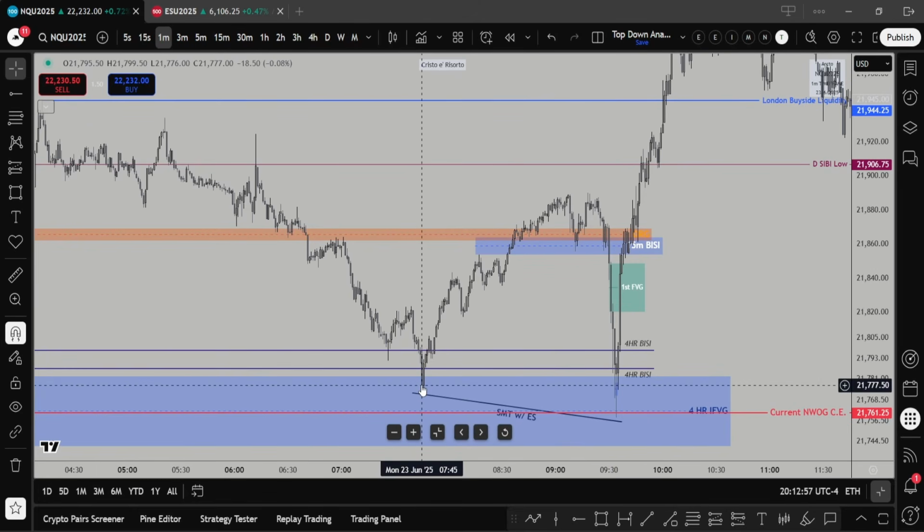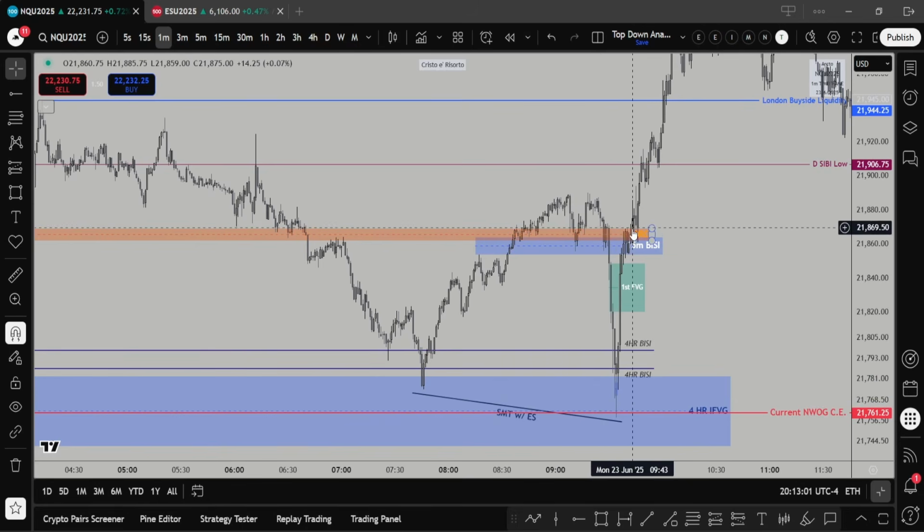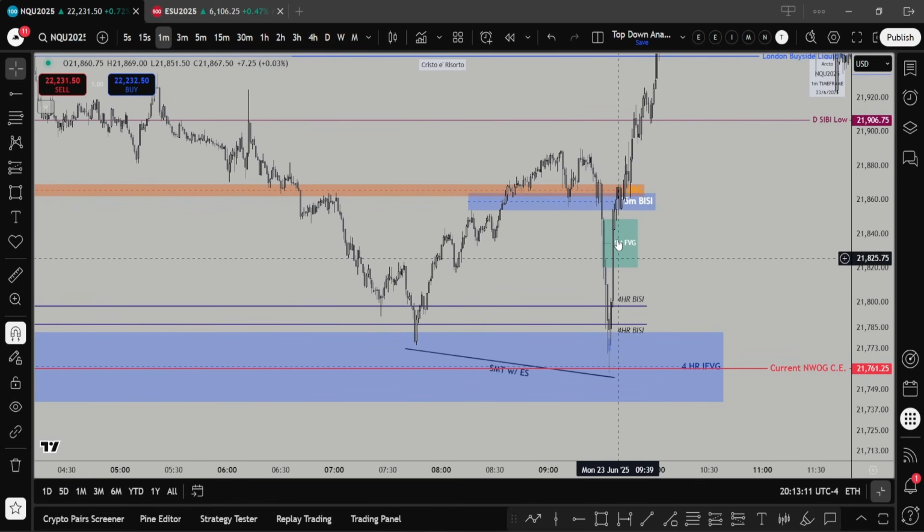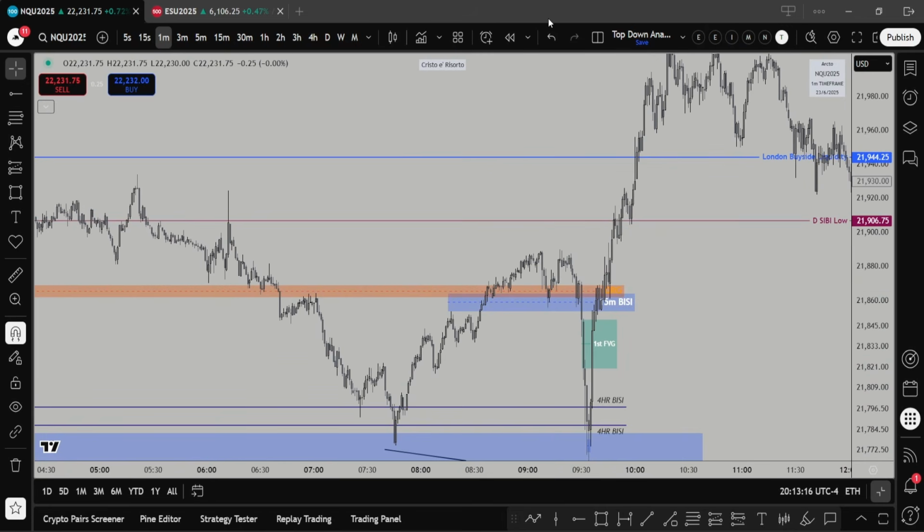Damage is done to anyone trying to long. Price rallies away super fast. So now they're thinking, okay, well, now I have to chase price. And I'm not going to chase price. Or now they're thinking, okay, we're bearish now. We had a big drop, retest. Boom. Now, that's not what we're looking at.